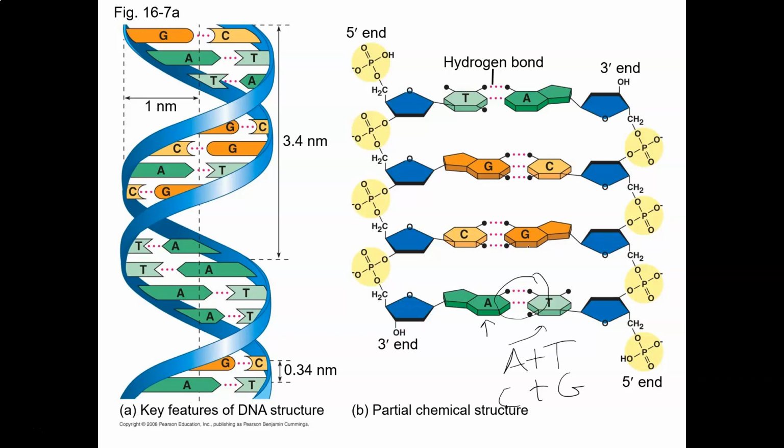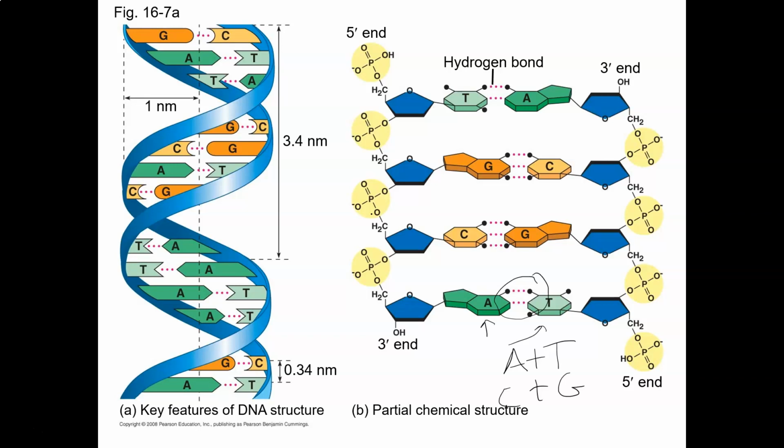And also, if you look, one's a pyrimidine, one's a purine. So this is fitting the X-ray diffraction data as well. And this is the structure of DNA, basically. So this picture, I think, is quite informative. Let's look at it a little more carefully here.